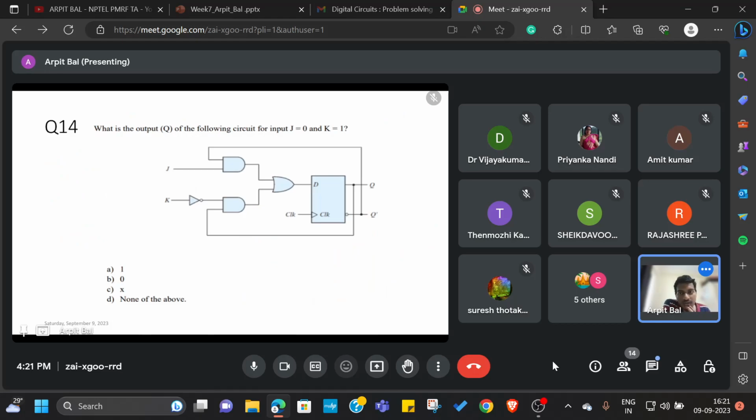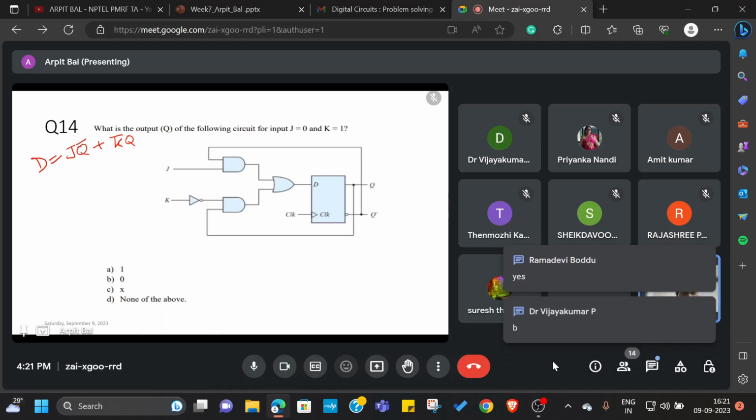Okay, so now the next question. Try to figure this out. Can anyone tell me what is going to be the equation for D? It is J Q complement plus K naught Q. Does everyone agree, or is there anyone who is willing to give a different response?